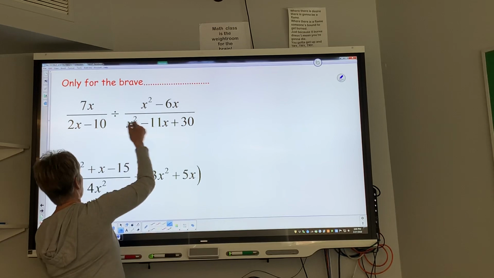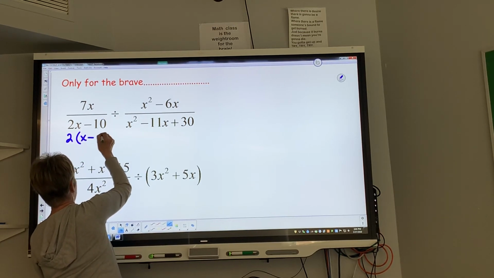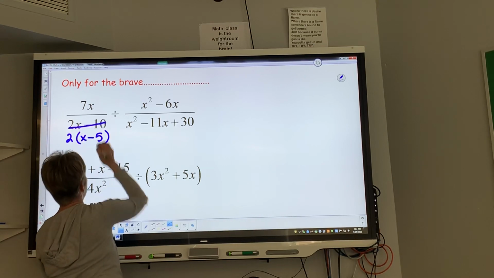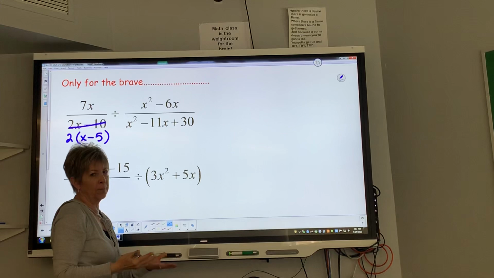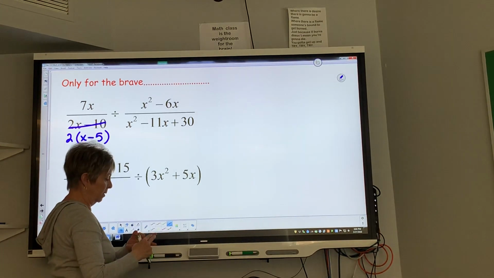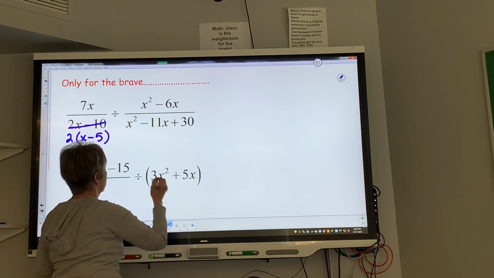So I'm going to go through and factor. I'm going to factor 2x minus 10 by taking out a GCF. All right, this numerator, how am I going to factor that? It's not a trinomial. It's not the difference of two squares. This is a square, but that's not. So I've got to use GCF.